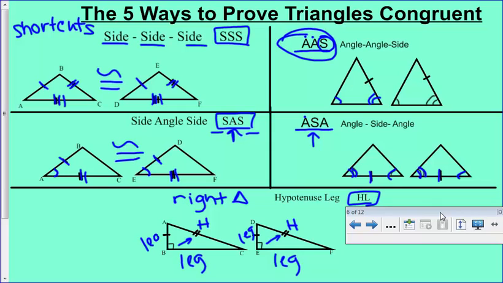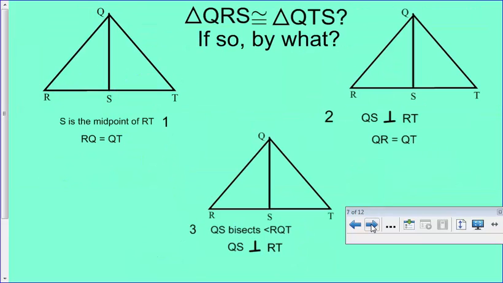So as long as we have a right triangle and a hypotenuse and a leg marked congruent in both, then we know that these two triangles are congruent. So these are shortcuts. Instead of proving all 6 parts, we technically only need 3 or 2 parts congruent. So we're going to go ahead and practice marking our diagrams.